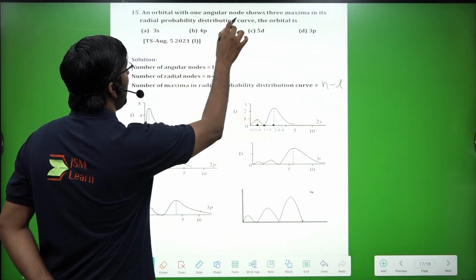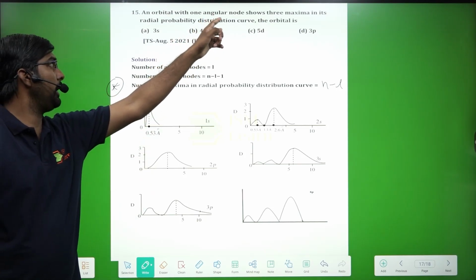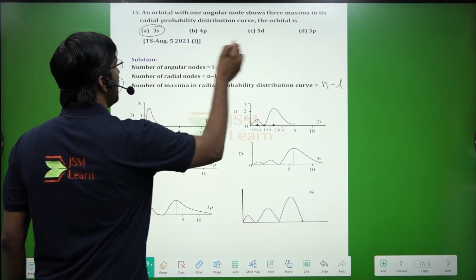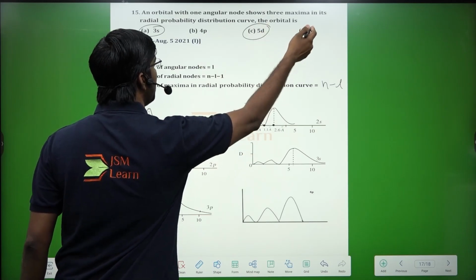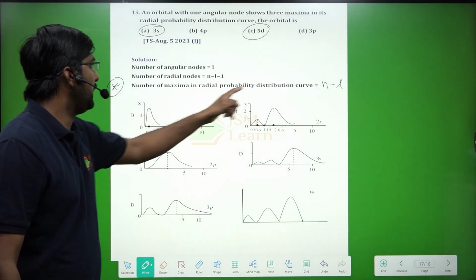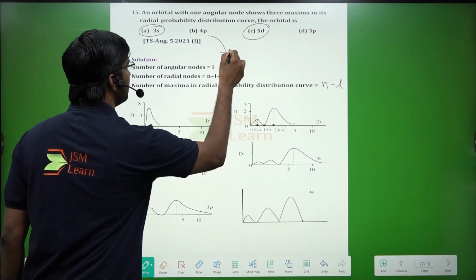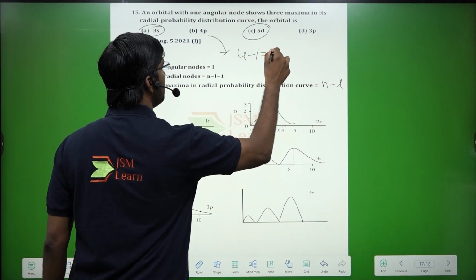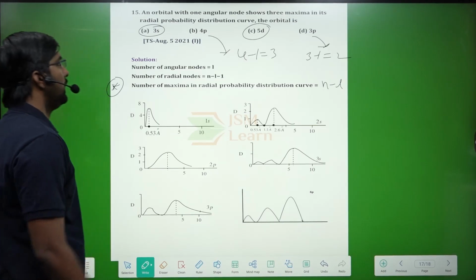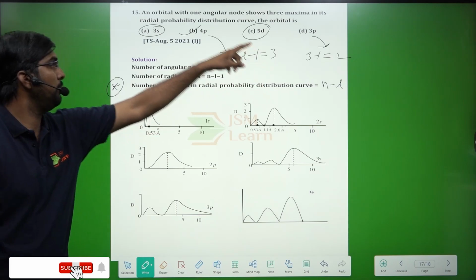So for our question, an orbital with one angular node means that is definitely a p orbital, yes or no? For p orbital only, angular node equals 1, right? So that's why you can eliminate these two options. So the answer may be either 4p or 3p. Now here, n minus L. For 4p, 4 minus 1, that equals 3. And for 3p, 3 minus 1, that equals 2. So what is the answer? 4p. So it has 3 maxima.